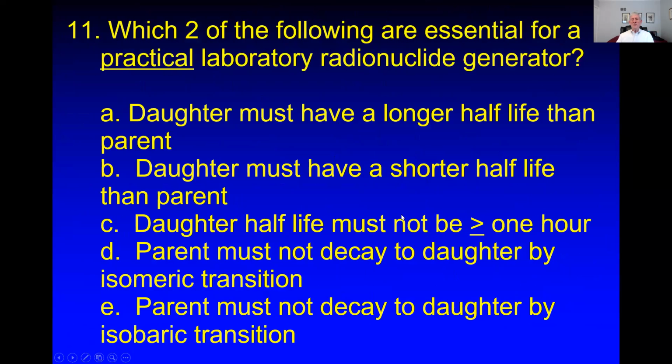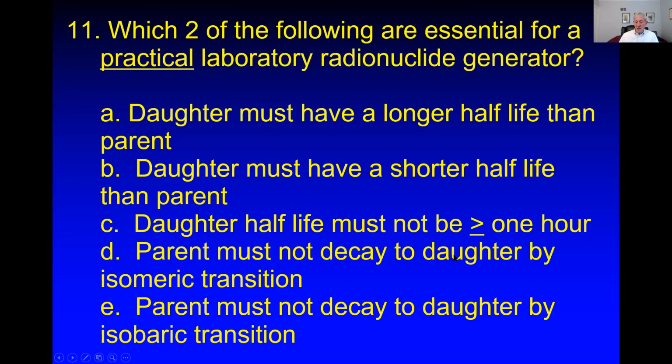Okay, which two of the following are essential for a practical radionuclide generator? That means one that we can use day after day after day. Let's go down the list and you can tell me true or false. The daughter must have a longer half-life than the parent. False. The daughter must have a shorter half-life. That has to be true. The daughter half-life must not be greater than 1 hour. False. Technetium is 6 hours.